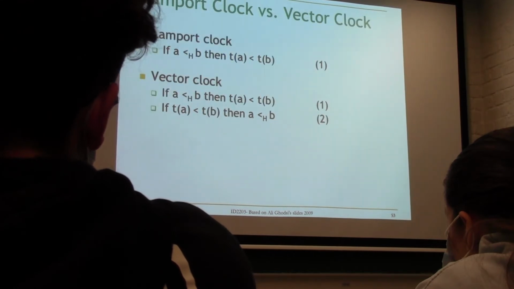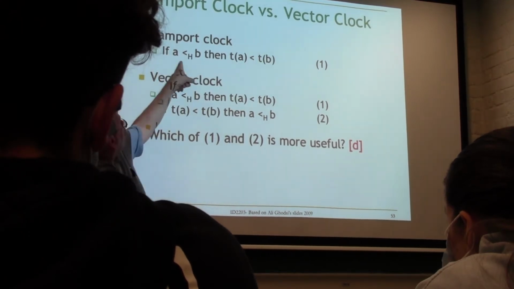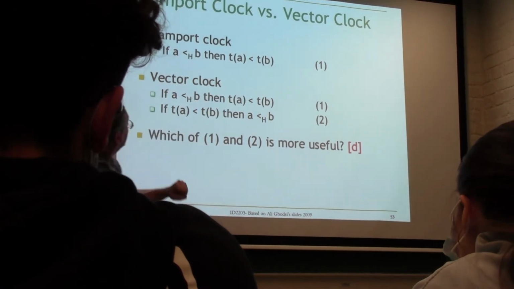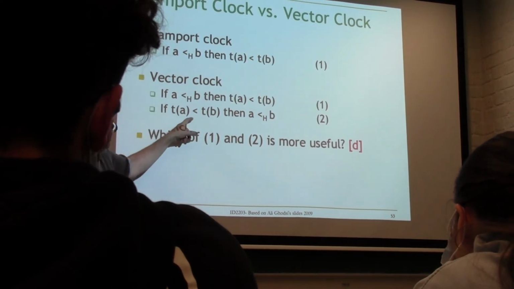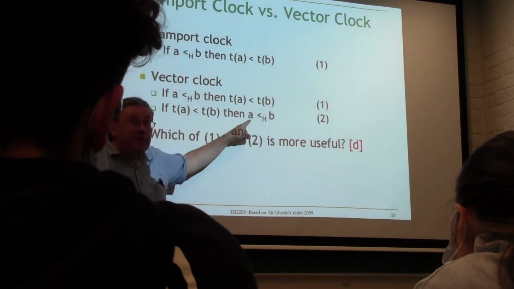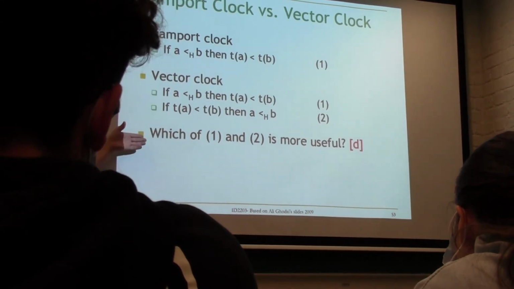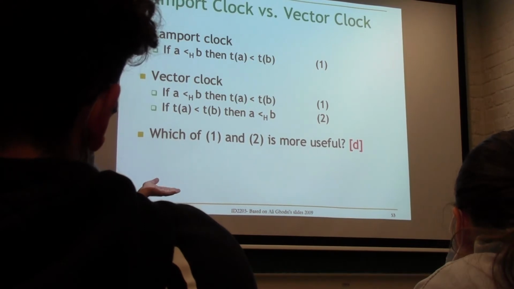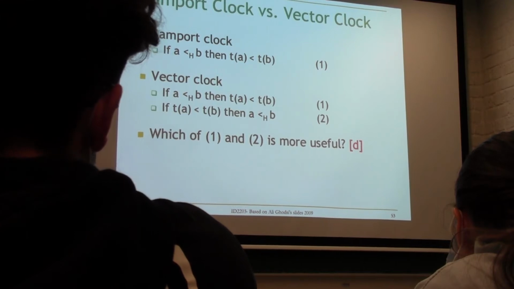So this is the summary of the two. Lamport says, if you know there is causality, it tells you the order. The vector tells you both directions. It'll tell you if there is causality or not, which Lamport will not. So which one do you think is more useful, in fact? What do you think? If you now practically want to use it, if you want to do causality.